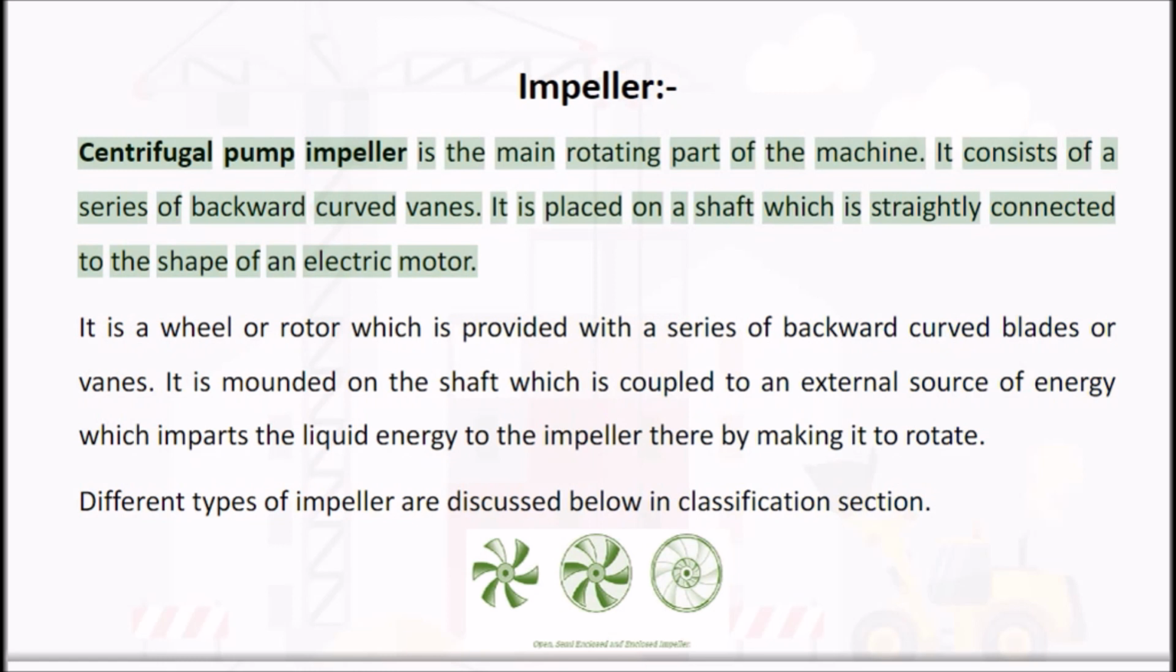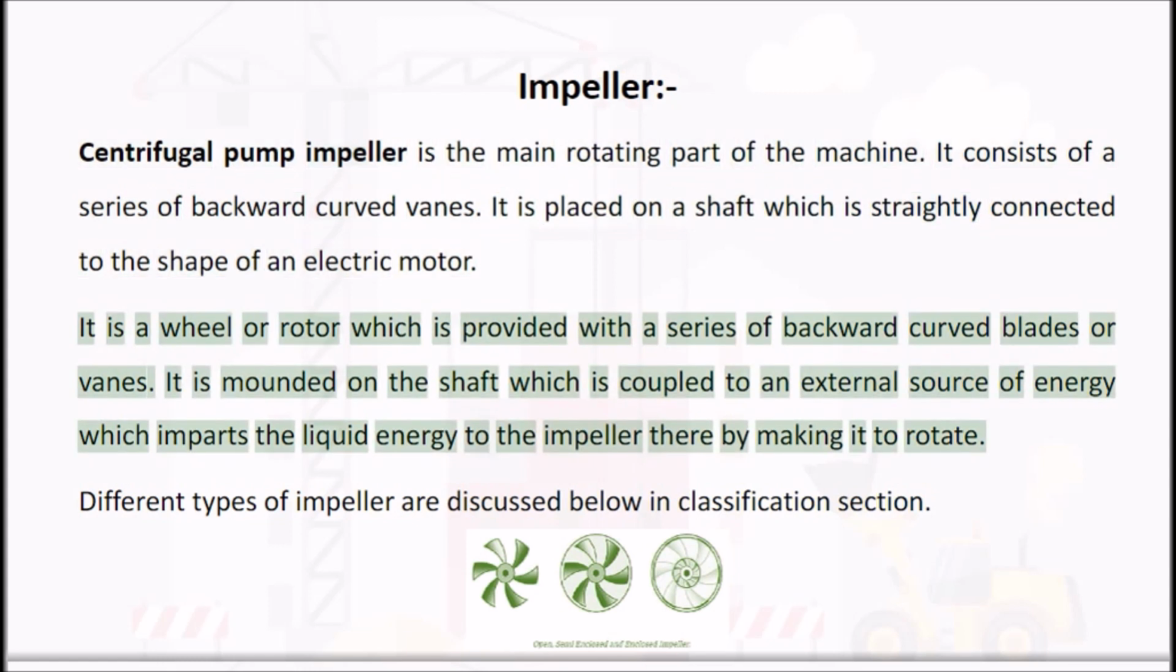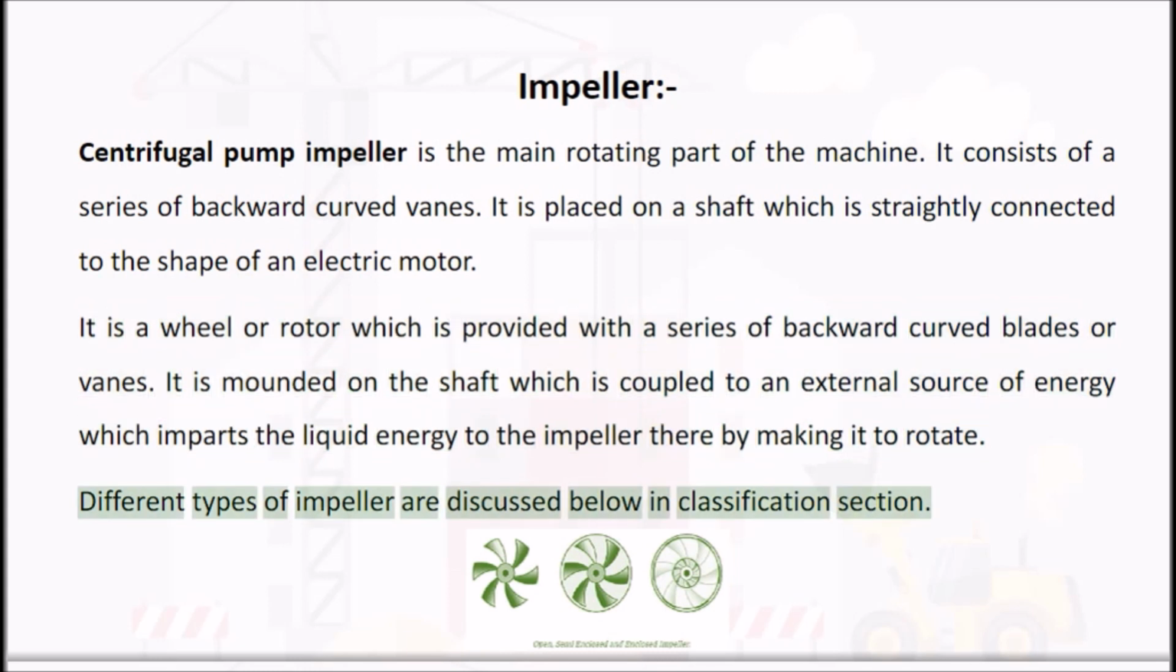The centrifugal pump impeller is the main rotating part of the machine. It consists of a series of backward curved vanes. It is placed on a shaft which is directly connected to the shaft of an electric motor. It is a wheel or rotor which is provided with a series of backward curved blades or vanes. It is mounted on the shaft, which is coupled to an external source of energy which imparts energy to the liquid through the impeller, thereby making it rotate. Different types of impeller are discussed below in the classification section.